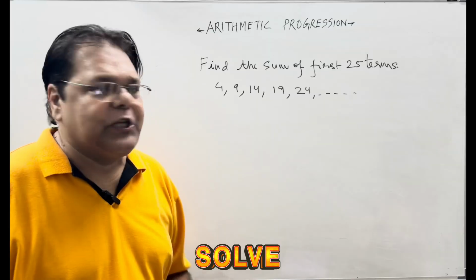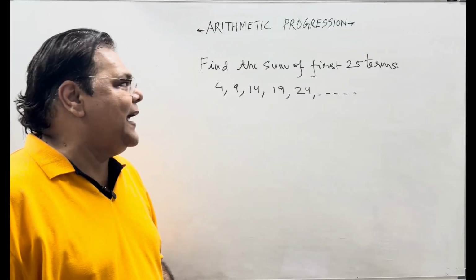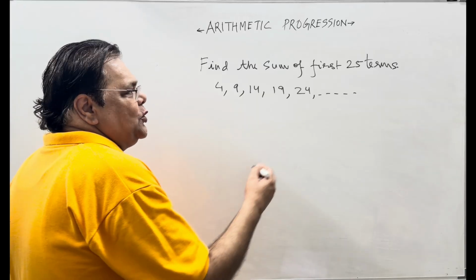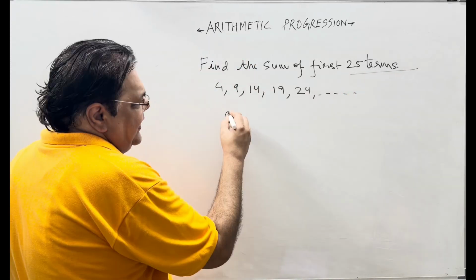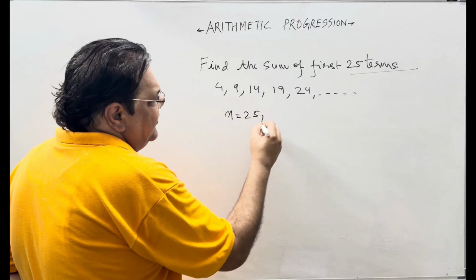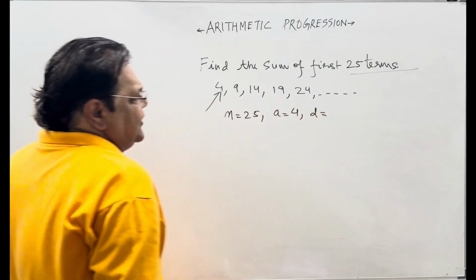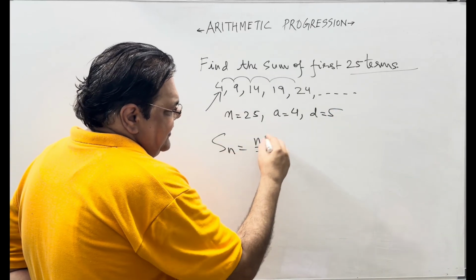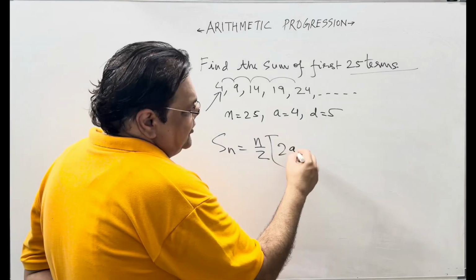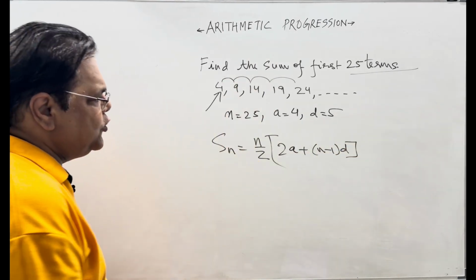Here you have to find the sum of the first 25 terms. The sequence is 4, 9, 14, 19, 24 and so on. So you have to find the sum of the first 25 terms. n is equal to 25. This is the first term. So a is equal to 4 and the common difference, you can check, is 5. You know the formula. Sn is equal to n by 2 times (2a plus (n minus 1)d). Just put the values to get the answer.